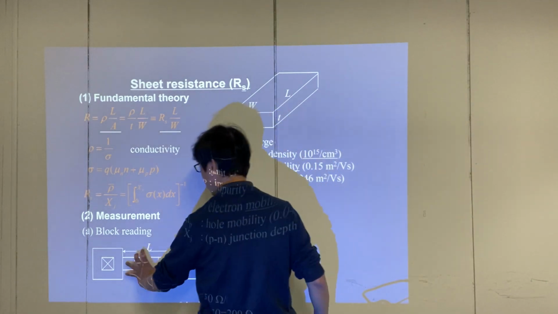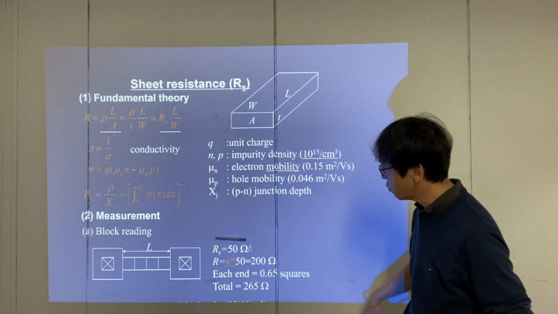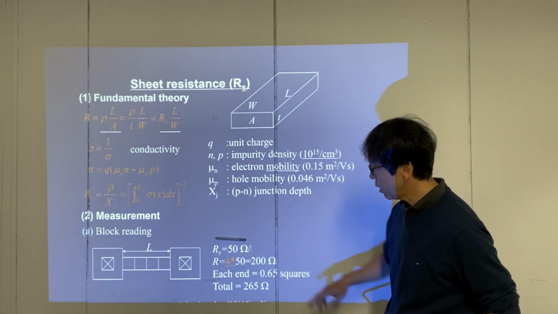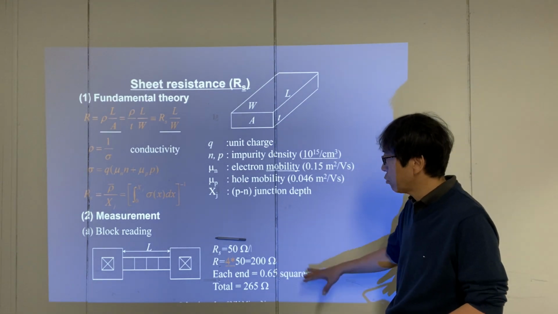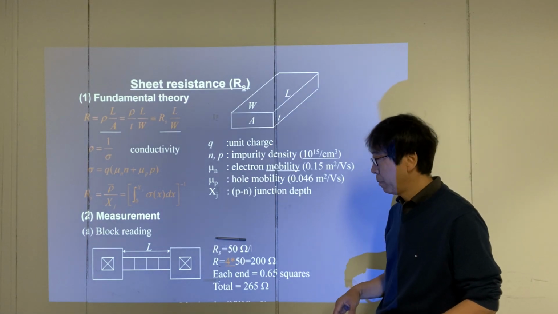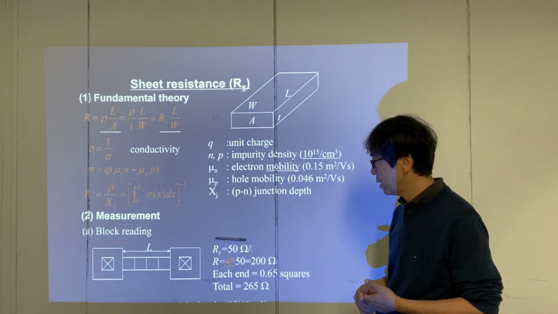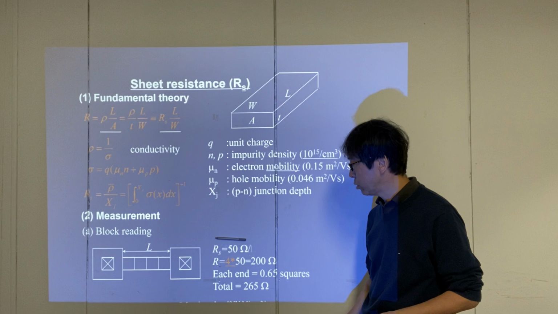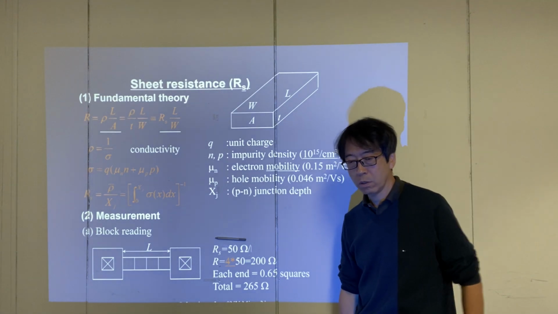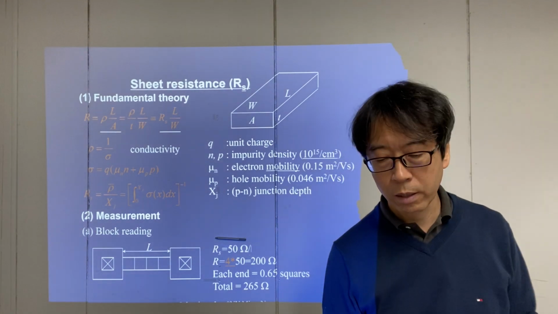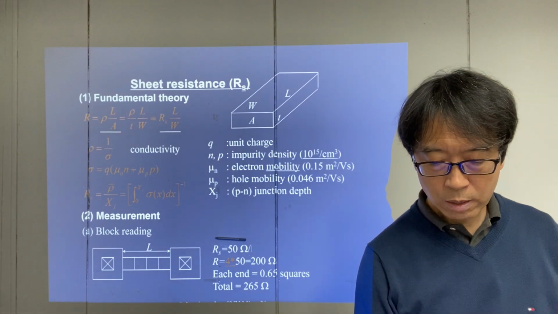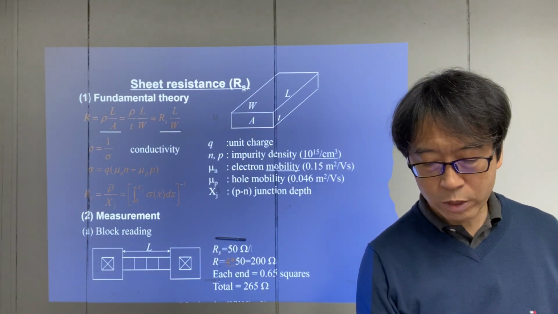So this range resistance will be 200 ohms. Each end you consider 0.65 squares, based on simulation and experiments. So the total will be 265 ohms. So this is the rough way of calculating total resistance using the concept of sheet resistance.